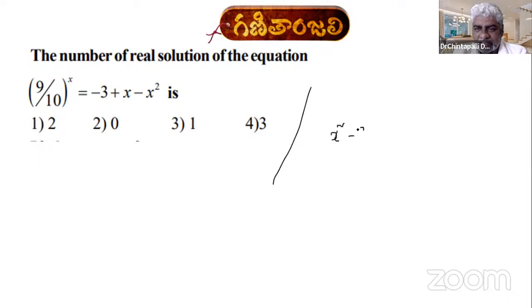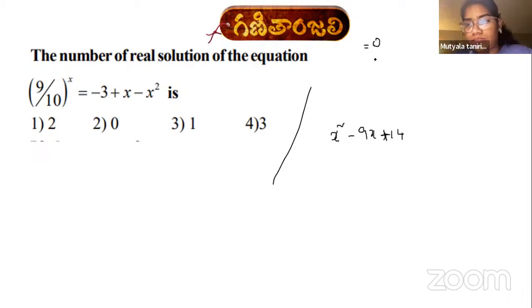x square minus 9x plus 14. Do observe that I didn't write is equal to 0. If you write is equal to 0 beside it, it will become a quadratic equation. But is equal to 0 is not here, so it's not a quadratic equation. It is just a quadratic expression.